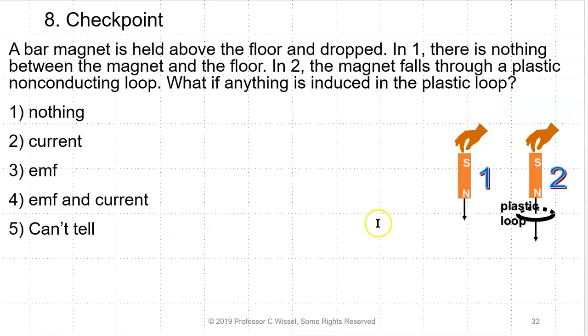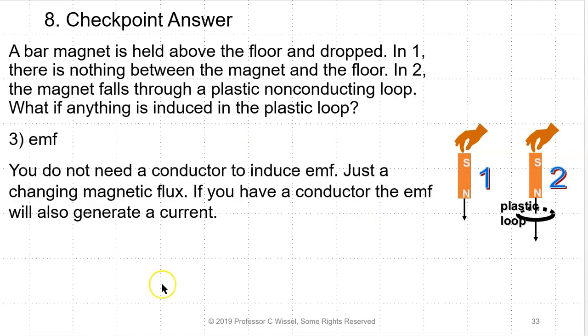Okay, a bar magnet is held above the floor and dropped. In case 1, there's nothing between the magnet and the floor. In case 2, the magnet falls through a plastic, non-conducting loop. What, if anything, is induced in the plastic loop? It's EMF. You do not need a conductor to induce EMF, just a changing magnetic flux. If you do have a conductor, the EMF will also generate a current.